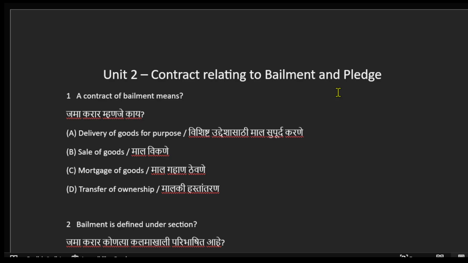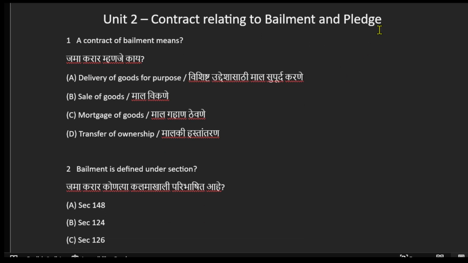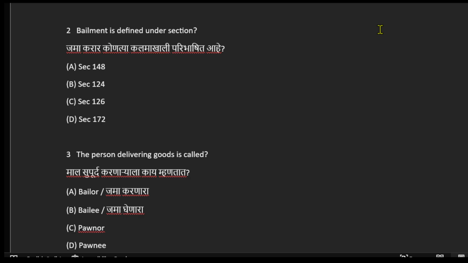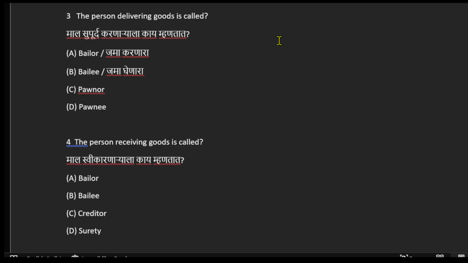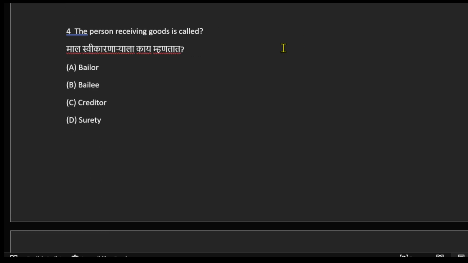Unit 2. Contract relating to bailment and pledge. First, a contract of bailment means delivery of goods for purpose. 2. Bailment is defined under section 148. 3. The person delivering goods is called bailor. 4. The person receiving goods is called bailee.